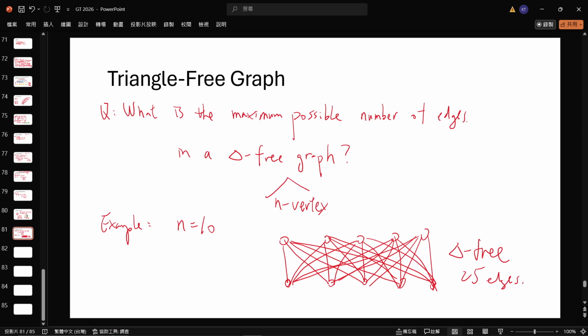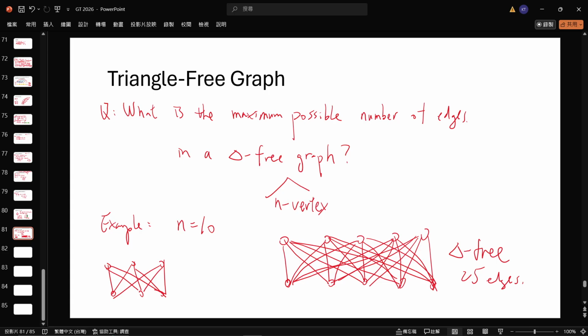Right, so I think it's easy to generalize this idea to other cases. For example, when n is 6, we just divide the 6 vertices into 2 sets and add edges between these 2 sets. So when n is 6, we can have 9 edges.